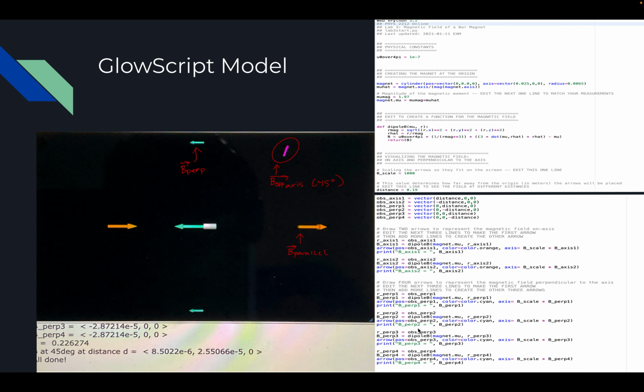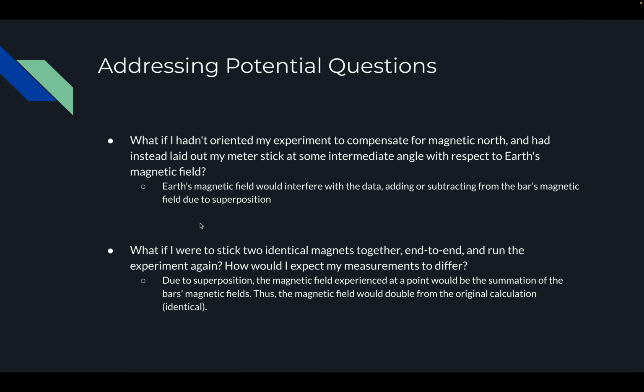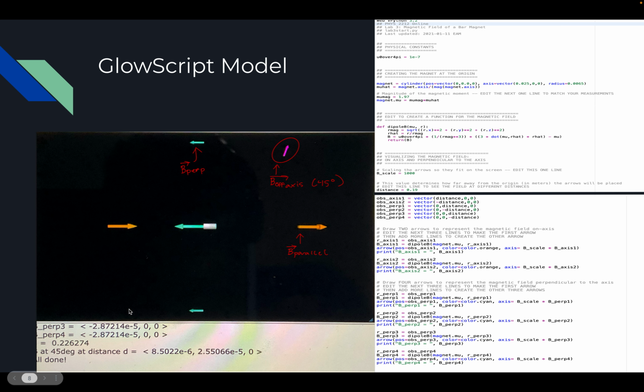A look at the Grillo script model. I finished the function for the dipole function, and used my calculated value of mu and was able to get a model that looked as expected. Here we have the B parallel, the magnetic field parallel, the off-axis one at 45 degrees, and the perpendicular components. This line you can imagine being pushed into the page, and out of the page.